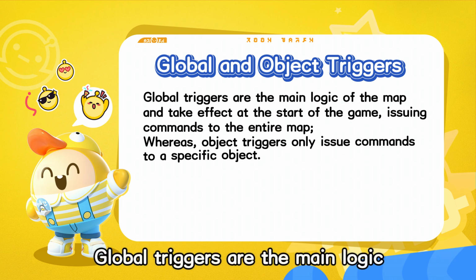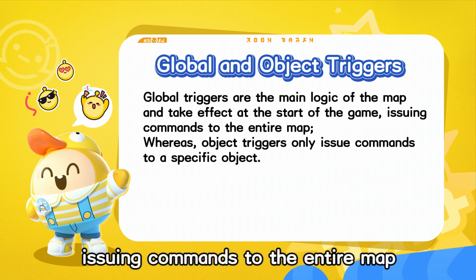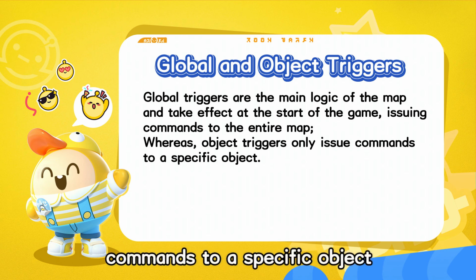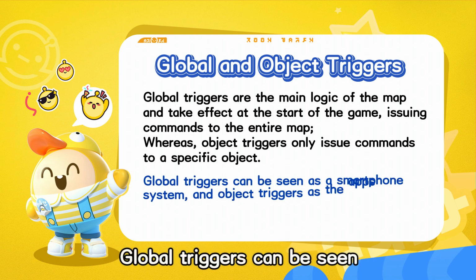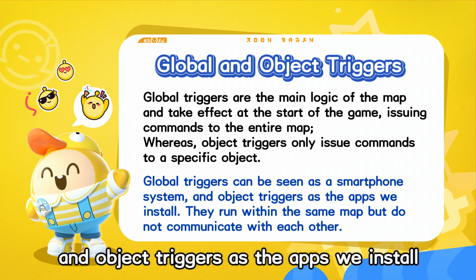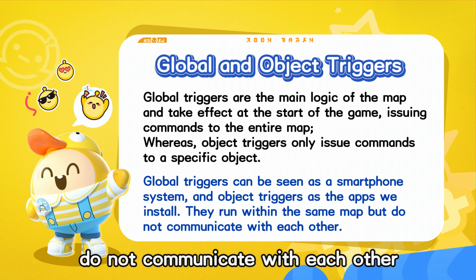Global triggers are the main logic of the map and take effect at the start of the game, issuing commands to the entire map, whereas object triggers only issue commands to a specific object. Global triggers can be seen as a smartphone system, and object triggers as the apps we install. They run within the same map but do not communicate with each other.